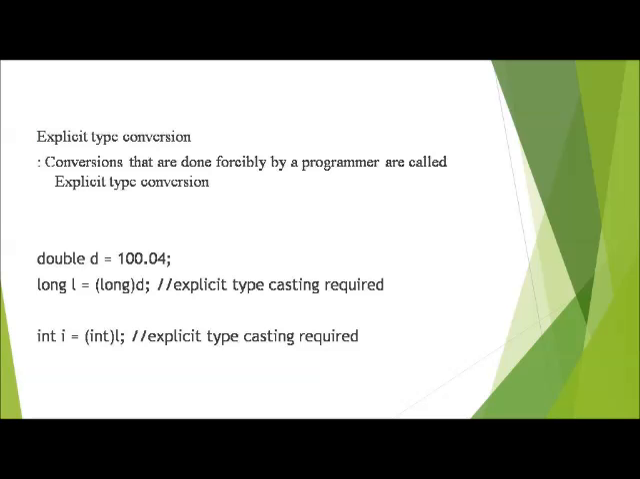Explicit type conversion. In this type, conversions that are done forcibly by a programmer are called explicit type conversion. Double D equals 100.04. Long L equals (long) D, here explicit typecasting is required. Int I equals (int) L, here also explicit typecasting is required. Please refer to the textbook for data types and their size specifications.